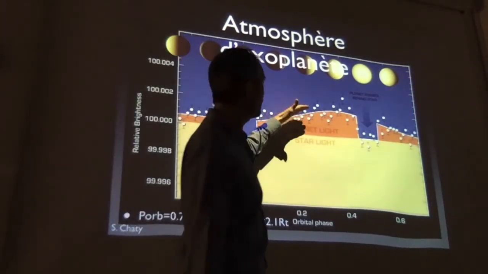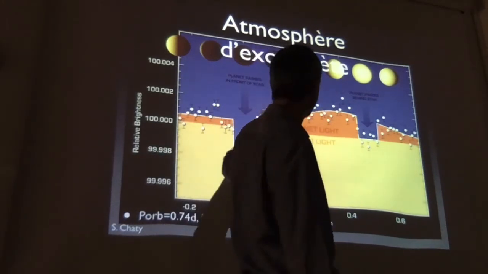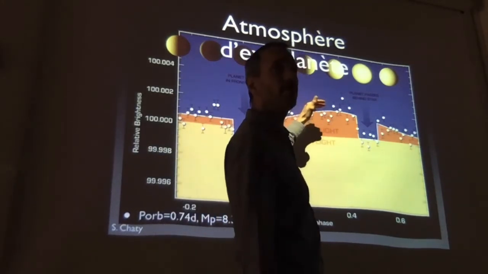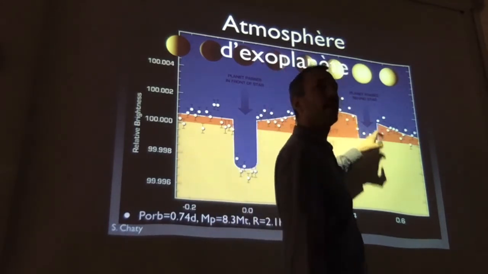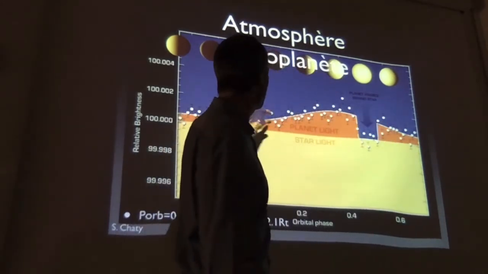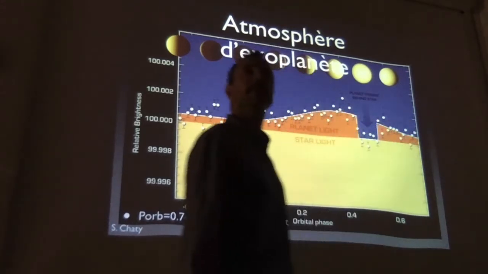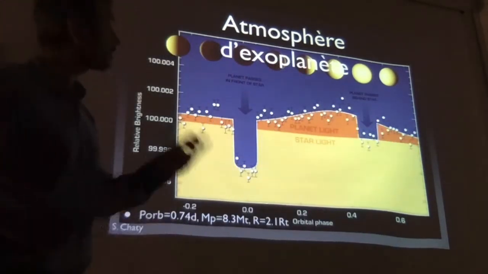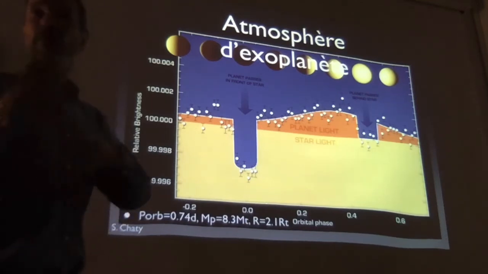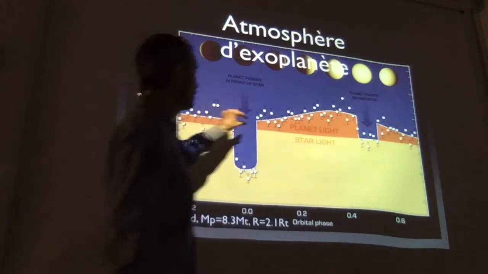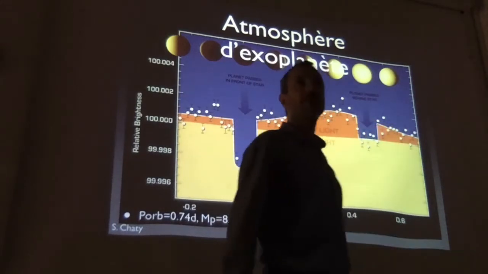Then you have the planet light which sums up with the star's light, and here the planet passes behind the star. So all this part is in fact the light from the planet. So we can reconstruct from this the spectrum of the planet, and if the planet has an atmosphere, this light is exactly the light coming from the atmosphere of the planet.